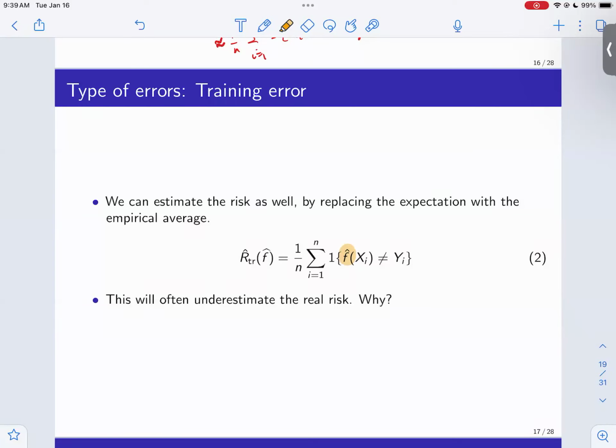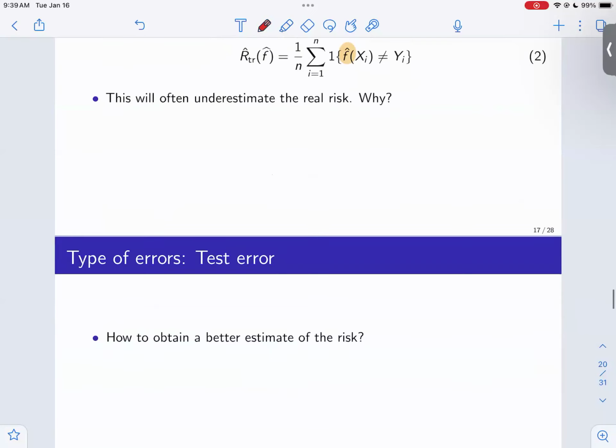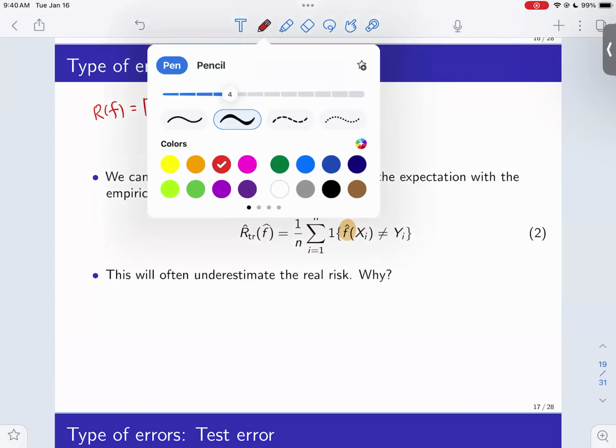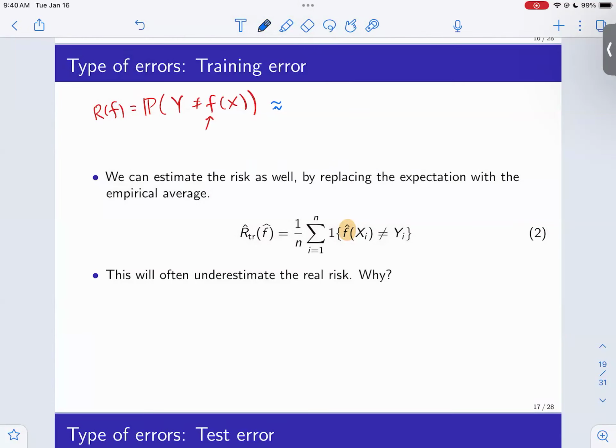And the simplest idea is that, okay, I had this probability of y not equal f of x. That was my risk for the particular f. So if I have an f, this is my true risk. So maybe I can just replace the probability with the empirical version using the sample that I have. So I'm going to replace the probability with the average over the training data.